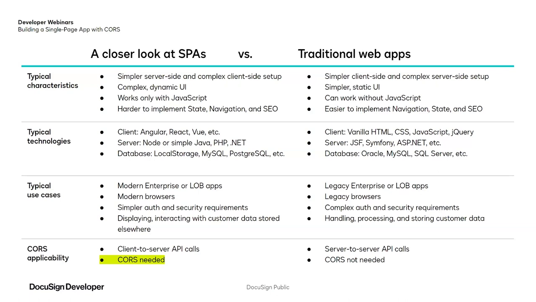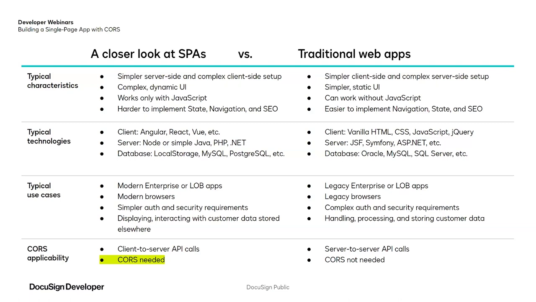For traditional web apps, you see more vanilla HTML, CSS, and JavaScript with jQuery thrown in, a technology that's over two decades old but still going strong. You'll see more complex server setups with server frameworks like JSF, Symfony, and ASP.NET, depending on your language of choice, and databases like Oracle, MySQL, and SQL Server.